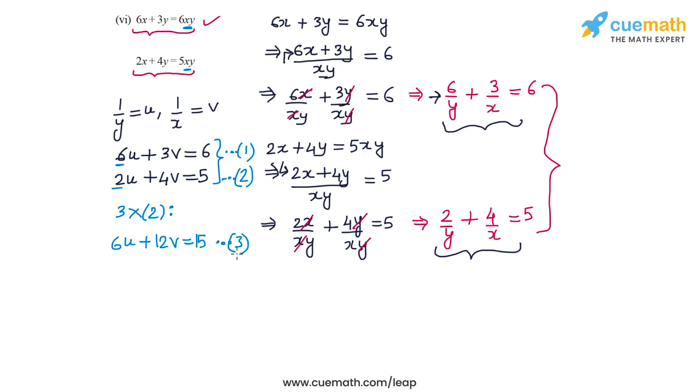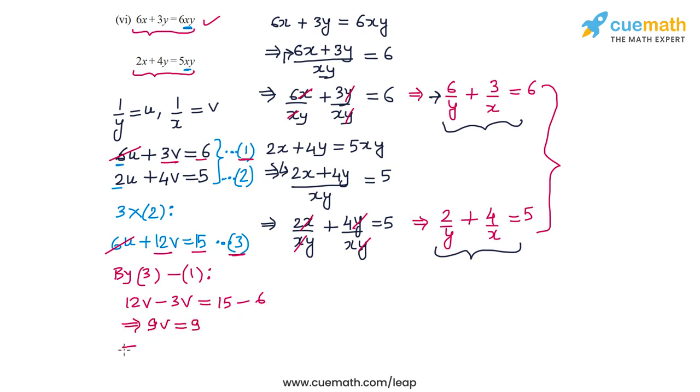And now I can subtract 1 from 3. So I can do 3 minus 1, and that will eliminate the terms in u. The 6u terms will cancel out, and on the LHS I will have 12v minus 3v, and on the RHS I will have 15 minus 6. So this means that 9v is equal to 9, or v is equal to 1. So we get v is equal to 1, and now let's substitute this value of v into any of the equations to get the value of u.